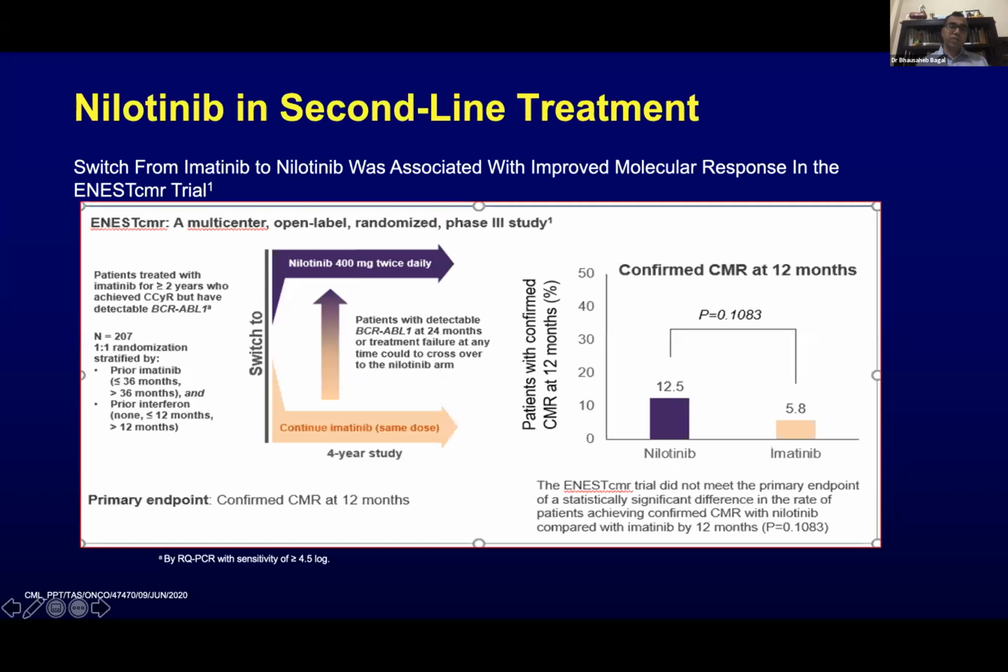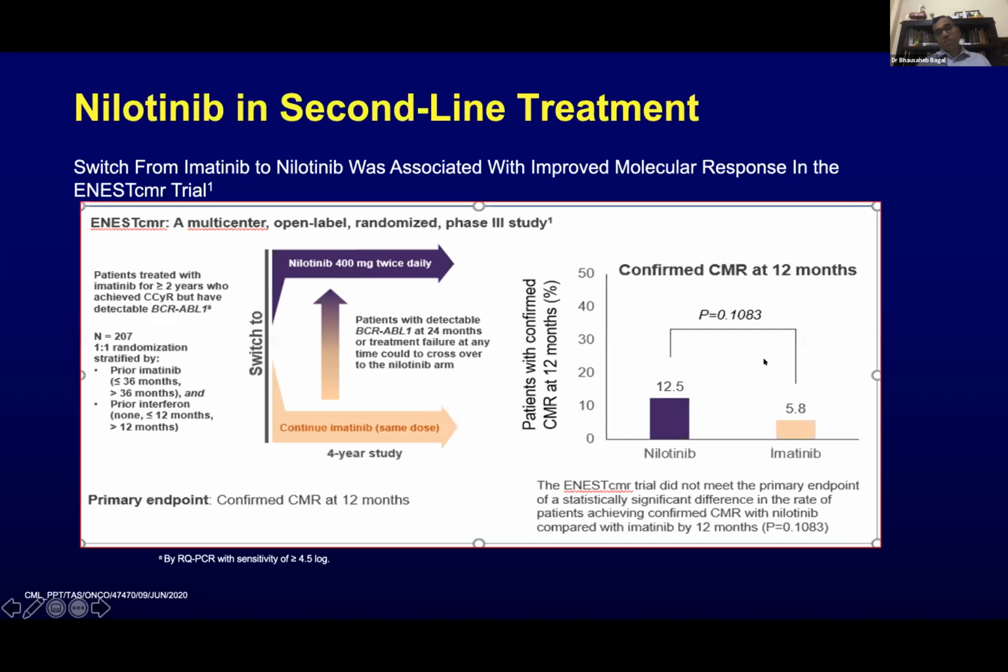We'll move on to the second nilotinib study, where patients were switched from imatinib to nilotinib with the aim of improvement of MMR, and this is done when patients were treated and had achieved CCR, but were not in molecular remission. So they had some detectable BCR-ABL. A small study of 200 patients, randomized to continuation of imatinib at the same dose versus nilotinib 400.